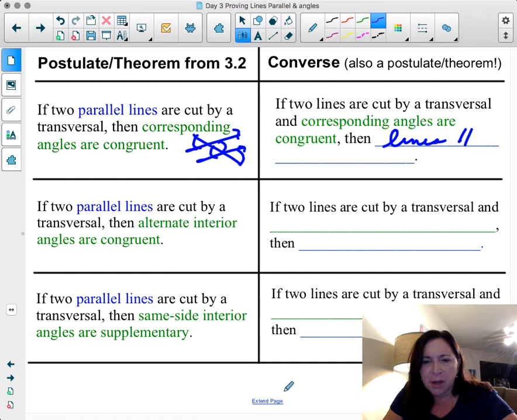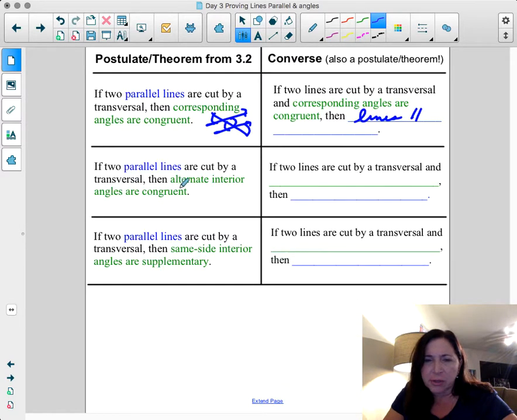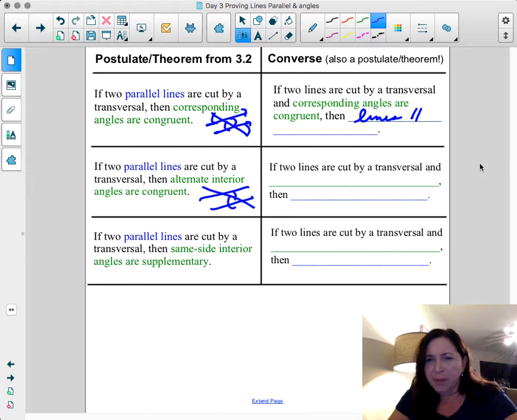If two parallel lines are cut by a transversal, then the alternate interior angles are congruent. That means that angle would be congruent to that angle. The converse is: if two lines are cut by a transversal and the alternate interior angles are congruent, then you would say the lines are parallel.